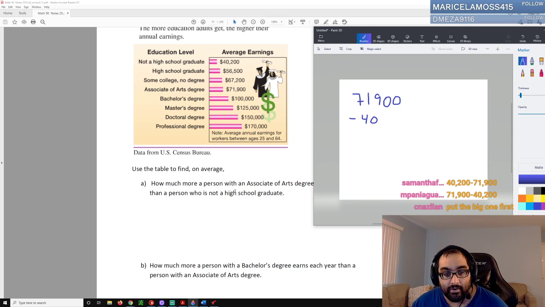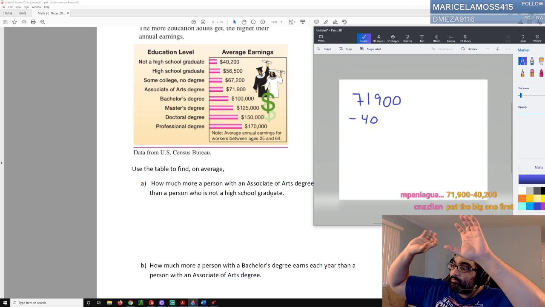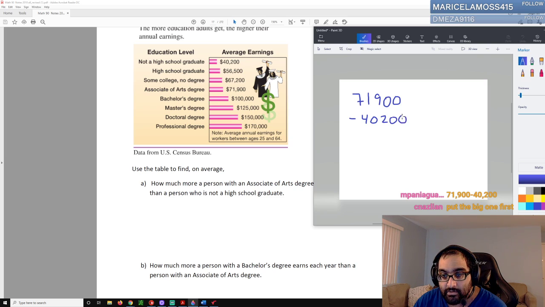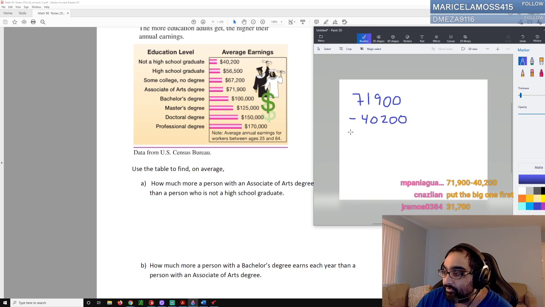It says, how much more does a person with an Associate of Arts earn compared to a high school graduate? Just put the larger amount first and the smaller amount second. So the numbers are correct, just make sure you put them in the right places. Generally, we want the bigger number first. Just letting you know how that works out.